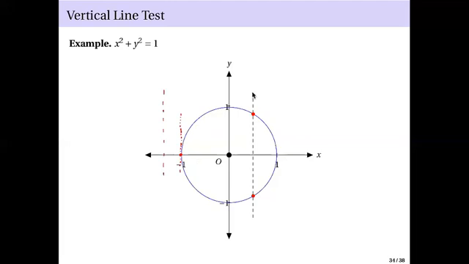But because of this vertical line here, you got two intersections, or maybe your y-axis, it's a vertical line. You got two intersections here. Or maybe you put some vertical line here, you will also get two intersections. Because of those vertical lines, they prove that x squared plus y squared equals 1 does not define a function.